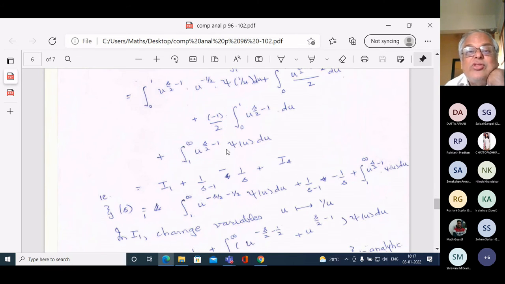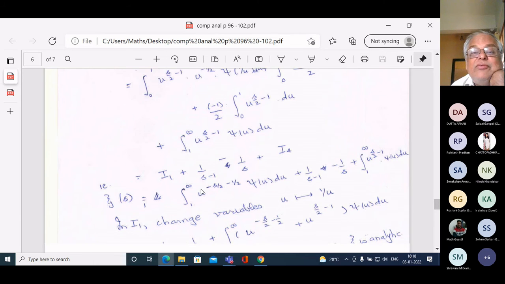Then I have the first integral and the fourth integral. In the first integral, I change variables, 1 by u equal to v, and then I call v equal to u. And then when you do this change of variables, 0 to 1 becomes 1 to infinity. And this business here will become a psi of u. And there'll be a factor here, which is this factor. These two terms are the integrals from the middle two terms, and you have the last term. Now, both these things I put together because both are from 1 to infinity.